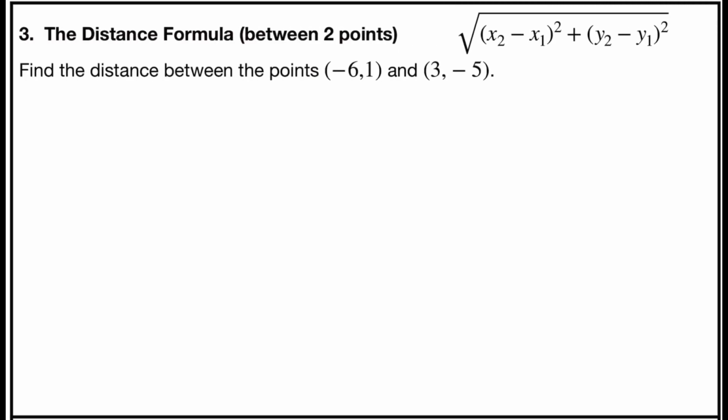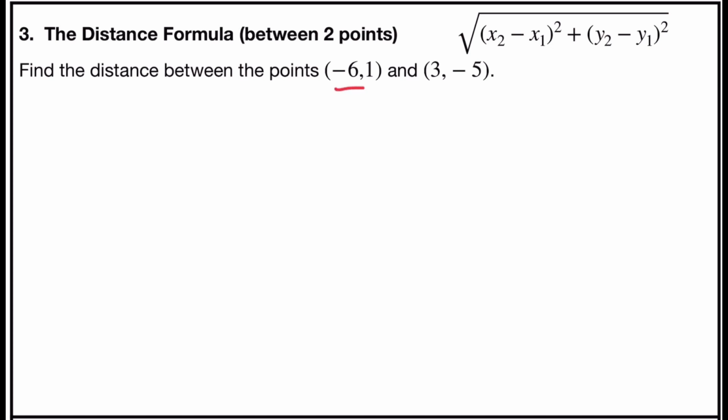Problem number 3 is the distance formula to find the distance between 2 points. It says the square root of x sub 2 minus x sub 1 squared plus y sub 2 minus y sub 1 squared. And the problem says find the distance between the points negative 6, 1 and 3, negative 5.